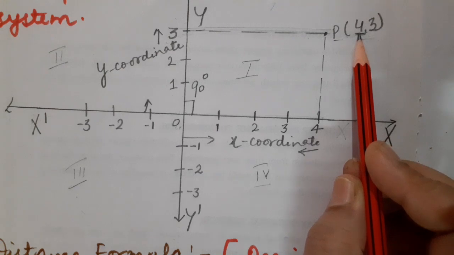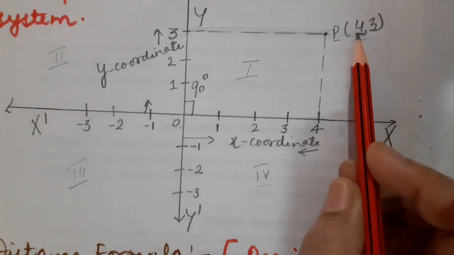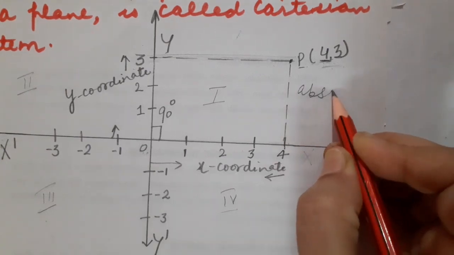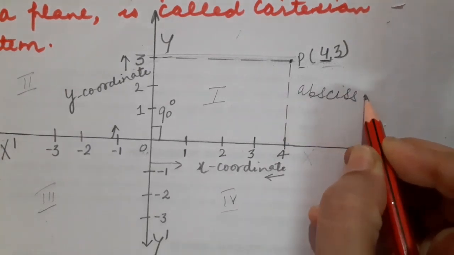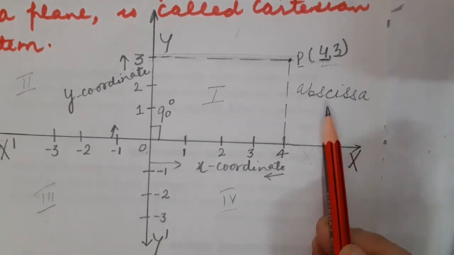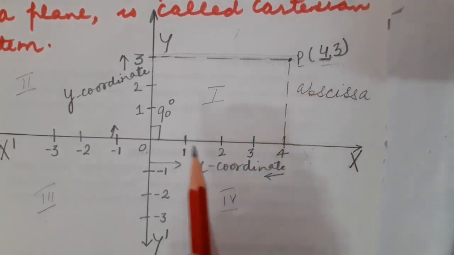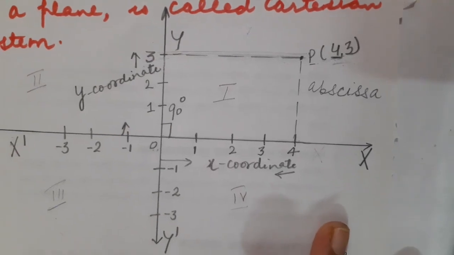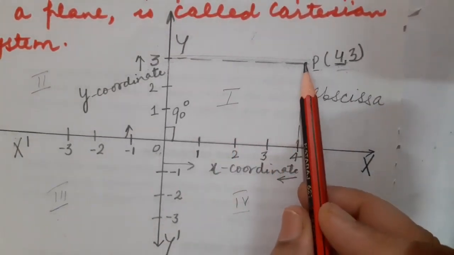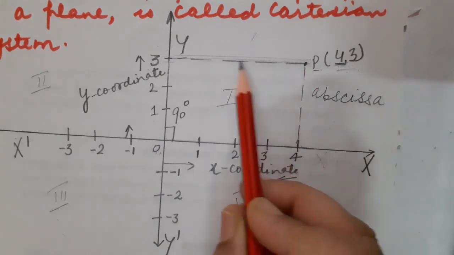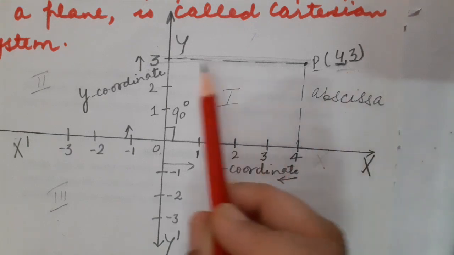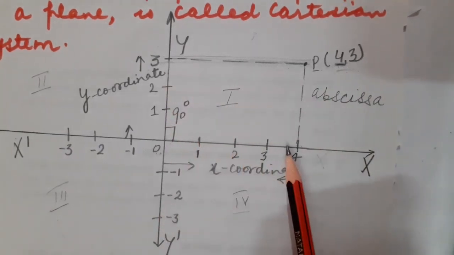In fact, we call it abscissa also. And what is the spelling of abscissa? It is A-B-S-C-I-S-S-A. Children generally write the wrong spelling of abscissa. Abscissa is another name for the x coordinate. How do we come to know about the x coordinate? The x coordinate of a point is nothing but its perpendicular distance from the y-axis. This perpendicular distance from the y-axis is equal to 4.